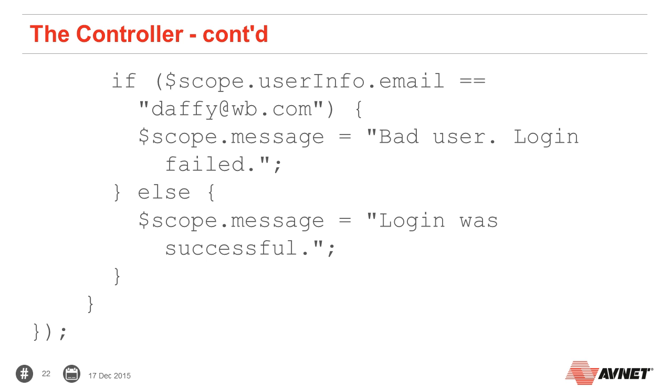So you'll see that we just have an if-else statement here. It's checking to see whether or not the value of email on the user info property or scope variable is equal to daffy@wv.com. And if it is, notice it sets the message here to bad user login failed. So again, Daffy can't log in. He's not given access to this application. Whereas anybody else, such as Bugs Bunny, can. So otherwise, we set the message property equal to login was successful.